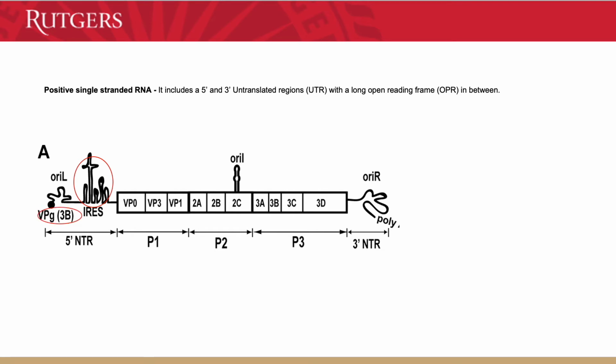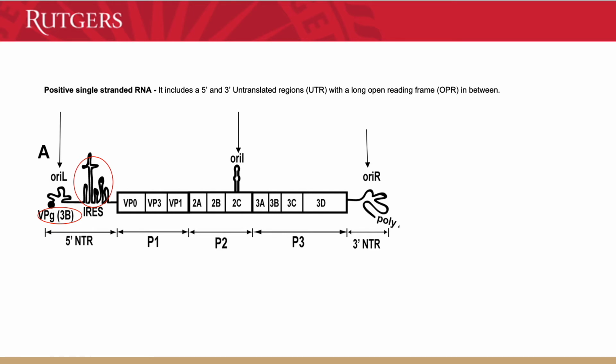The viral protein genome-linked, or the VPg, is a protein that covalently attaches to the 5' end and acts as a primer for genome replication. Polio also contains 3 types of cis-acting replication elements, or CRE. They are important for positive-stranded RNA synthesis. This includes the cloverleaf on the 5' end, the oriI on the open reading frame, and the pseudoknot on the 3' end.